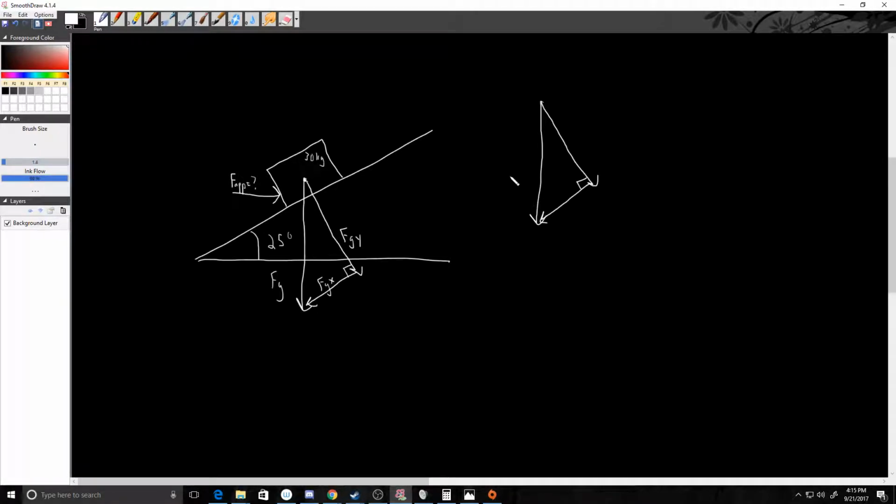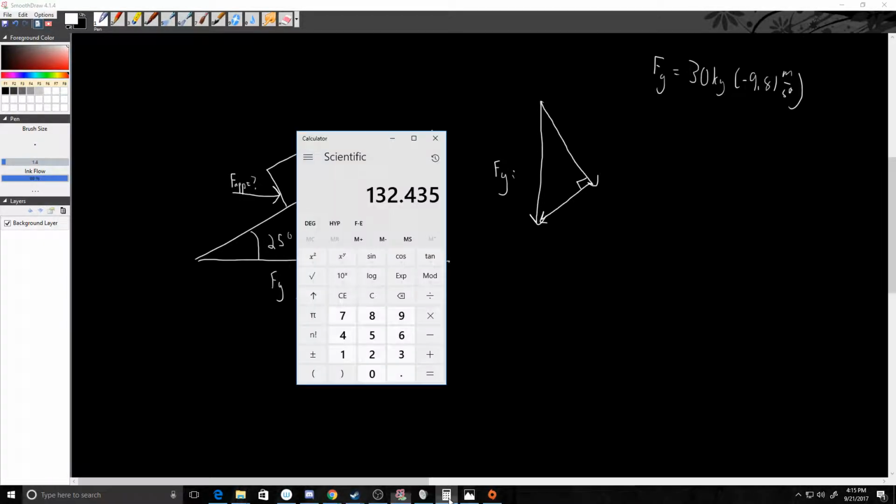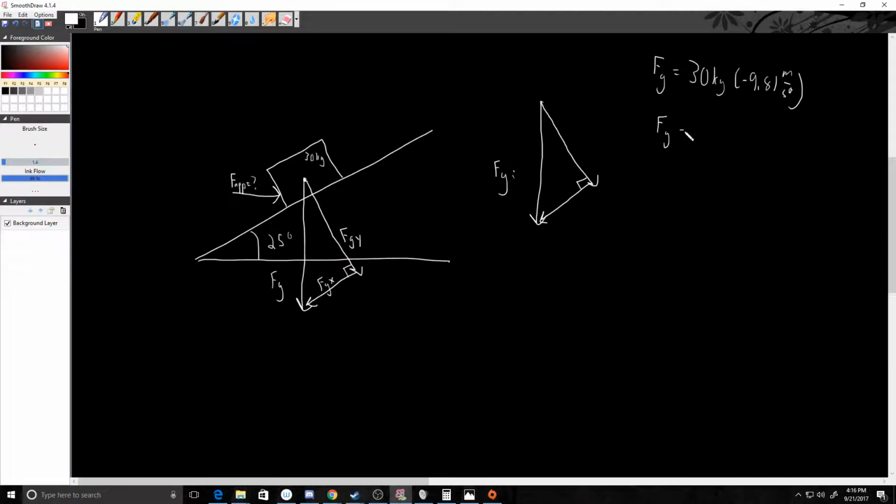First thing to remember, this F_g right here, we can even calculate this out real quick. So F_g is equal to, let's say mass 30 kilograms times negative 9.81 meters per second squared. Can't do that one off the top of my head. 30 times 9.81 equals 294.3. All right, so that's my F_g. That's this number right here.